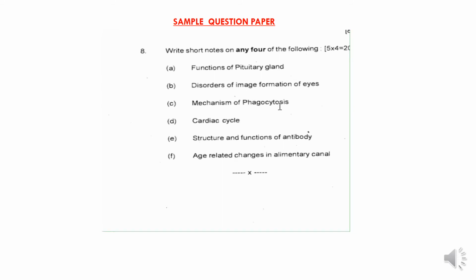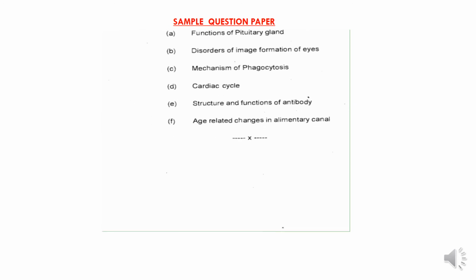Mechanism of phagocytosis, we already know phagocytosis. Cardiac cycle, we know. Structure and function of the antibody. If you know the structure of the antibody but you are confused about the function, don't attempt it. Otherwise you have to cut it in between and start writing another one. Don't do that. If you know it fully, then only attempt. Age related changes in the alimentary canal, that is also very important. So these things are important if you know all, then only attempt it. Okay, and it's very easy, very easy, I must say.